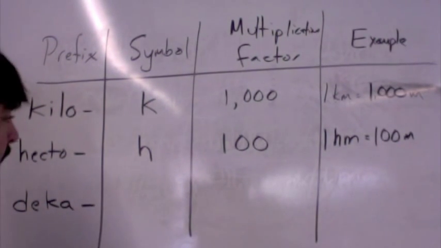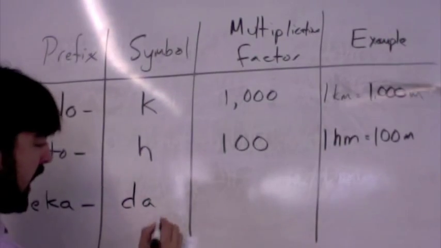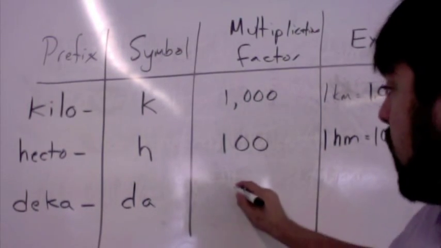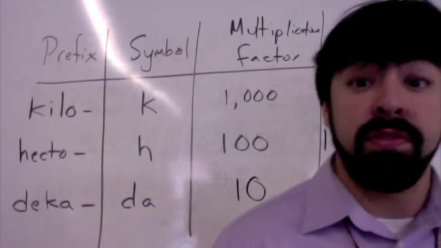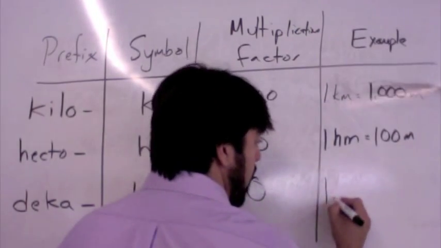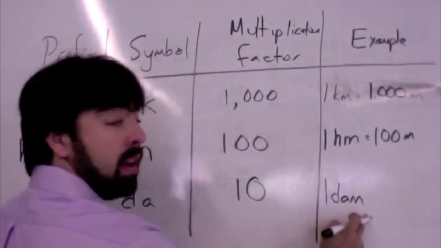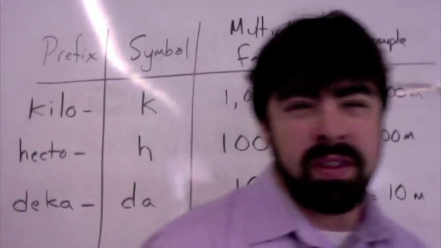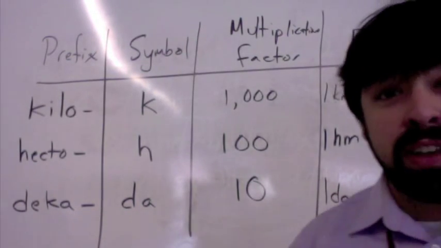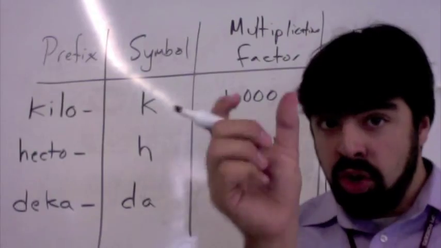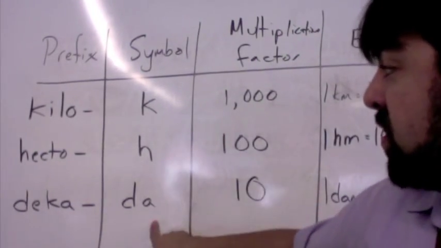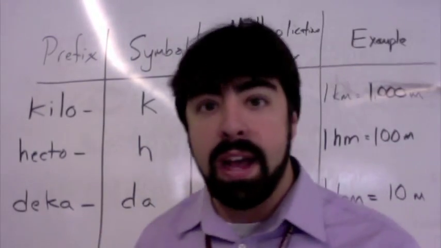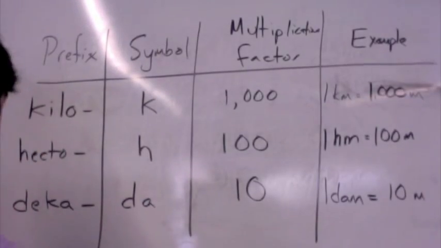Our next one is decameter. Decameter is abbreviated DA. Sometimes you might see it as capital D. I see it more frequently as DA. This is going to be a multiplication factor of 10. So 1 decameter is going to be 10 meters. See how simple the metric system is? The prefix tells you the answer. The prefix tells you the multiplication, the basic unit tells you if it's length, if it's volume, if it's mass, what have you. All right, 3 more.